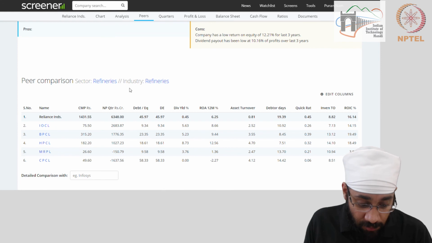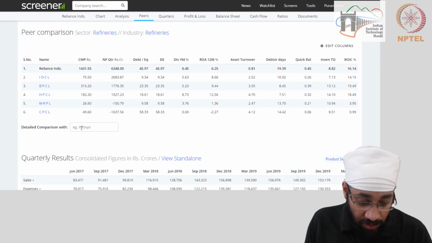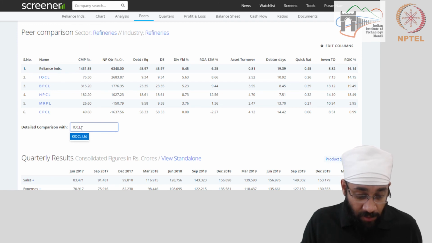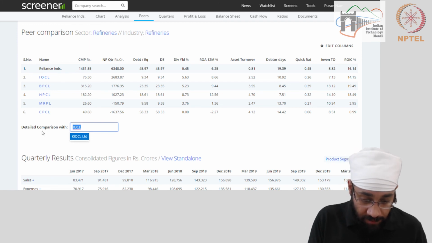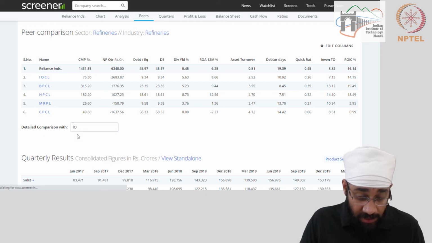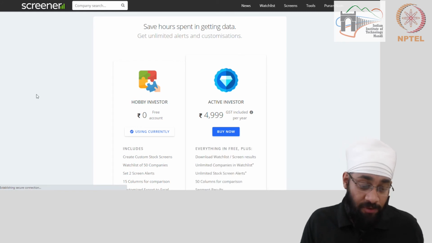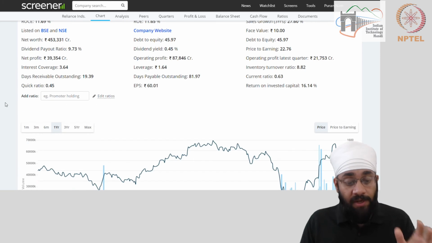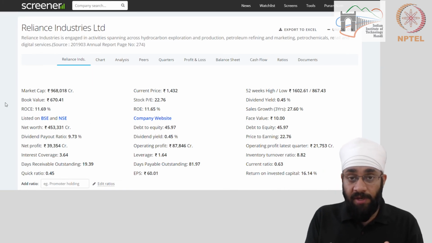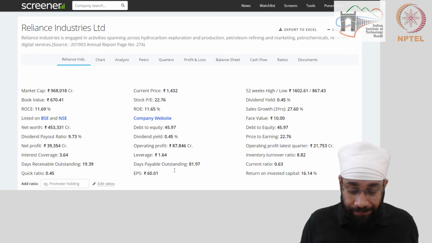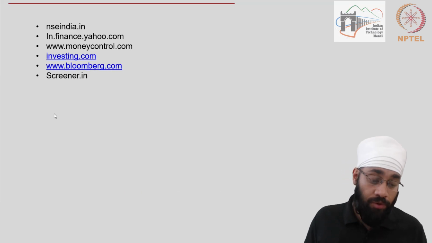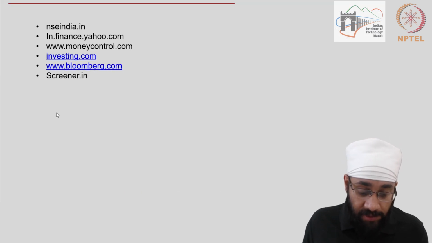But if you want more analysis, you want detailed comparison with one of the companies, let's say IOCL, Indian Oil Corporation, now you'll have to pay. So some features are paid features, but you don't need to worry about that. If you need comparative data, you can go to this website. Okay, I've not looked at Bloomberg. You could do that. Similar numbers are presented on such websites.